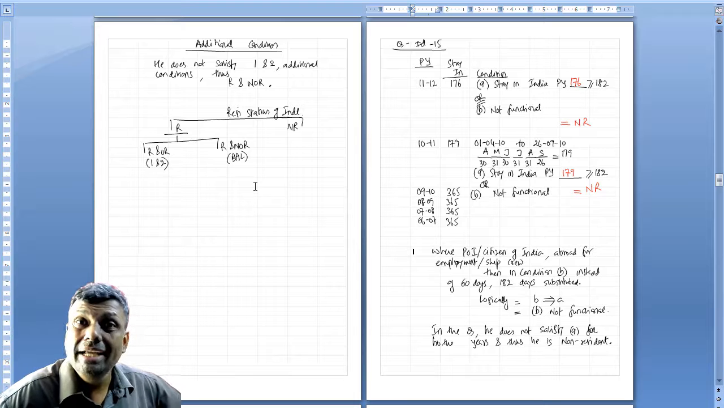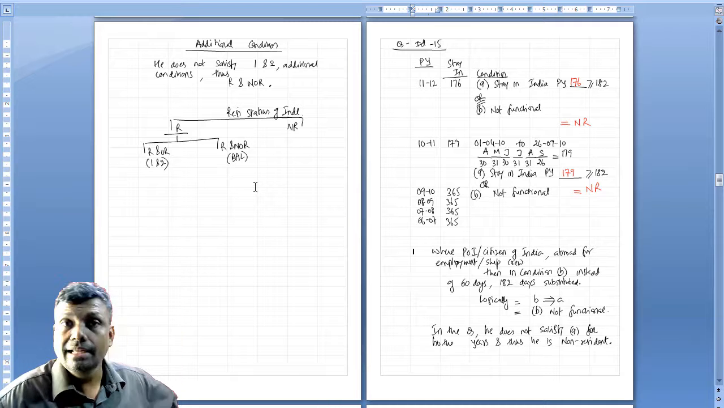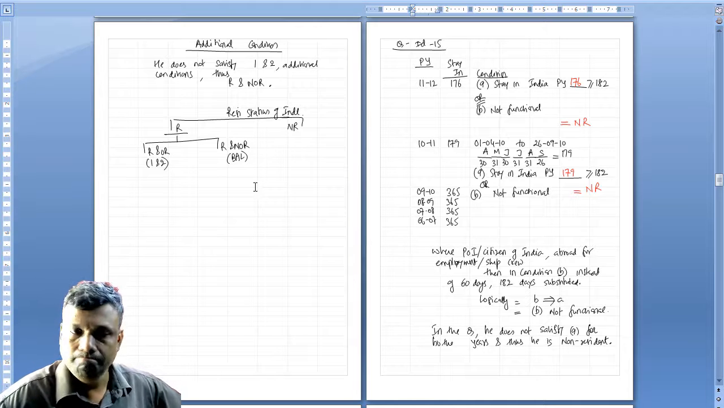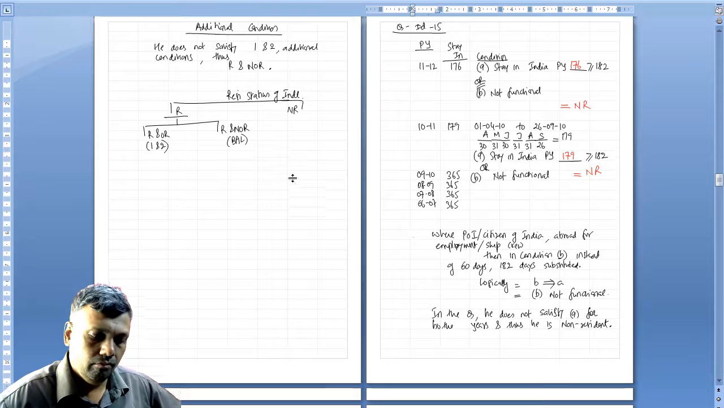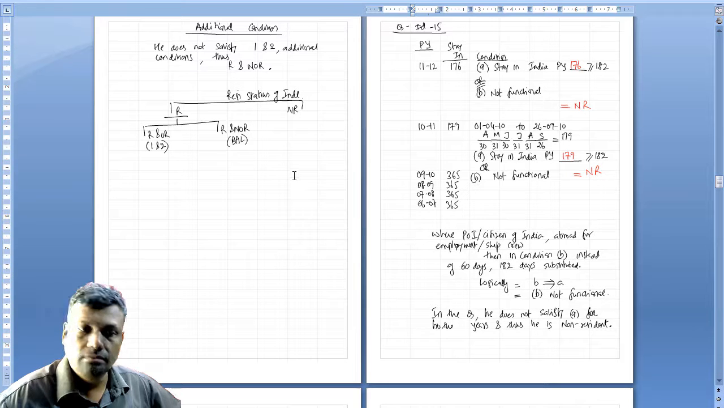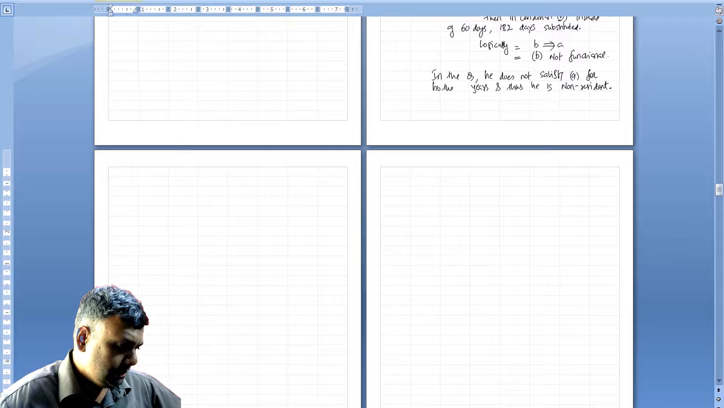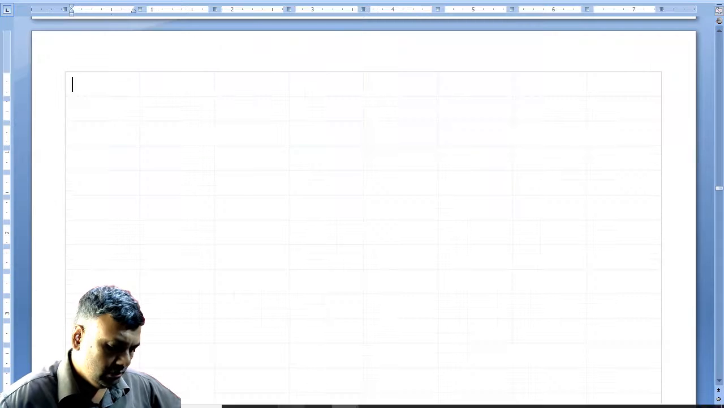Because condition B is not functional, the previous 4 years' data we have not analyzed; we're not required to analyze it. Is that okay? Come on, let's go to the next question and check it out.